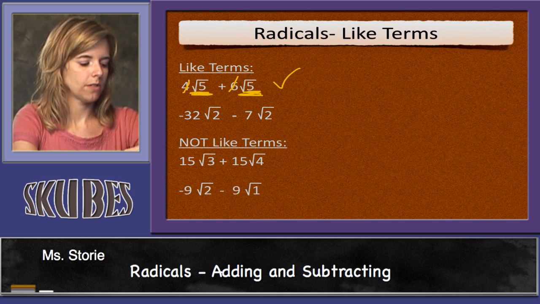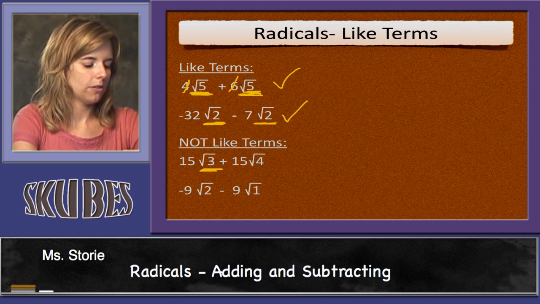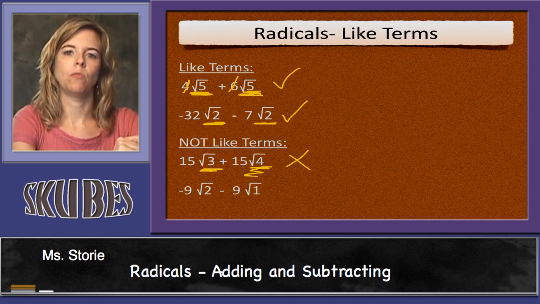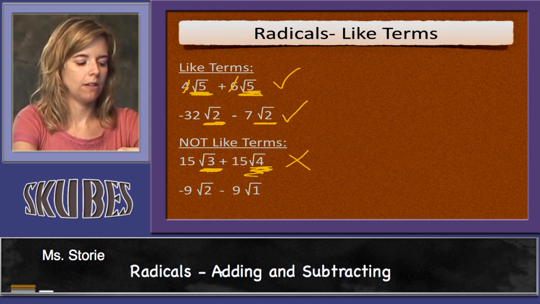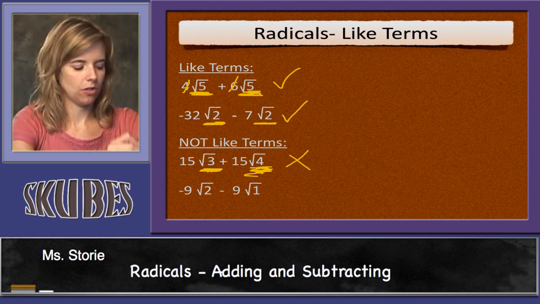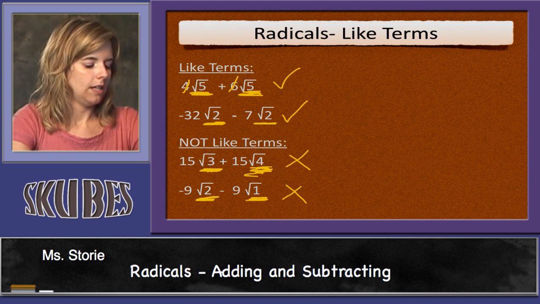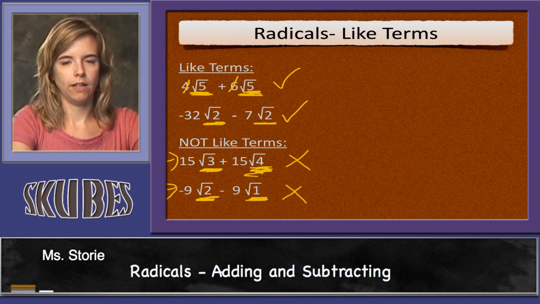Those are like terms. Here, radical 2, those are like terms. It doesn't matter what the coefficient's doing, just the radical. Now, you've got a radical 3 and a radical 4. Those are not like terms. It has to be the exact same radical. The radicand has to match in both. You've got a radicand of 3 and a radicand of 4, not like terms. Here, your radicand is 2 and your radicand is 1, not like terms. And if they're not like terms, you can't do anything with it. It just stays the way it is. So that right there would be your final answer.